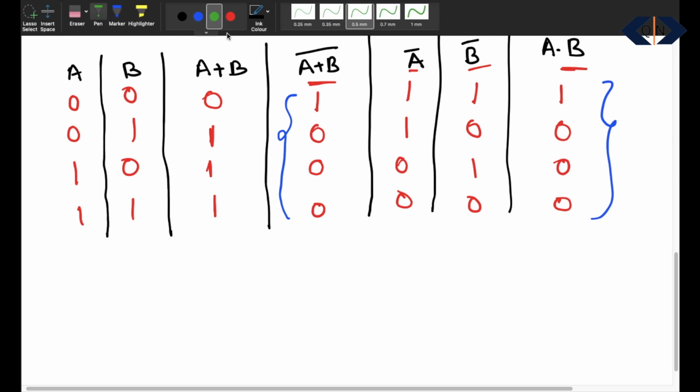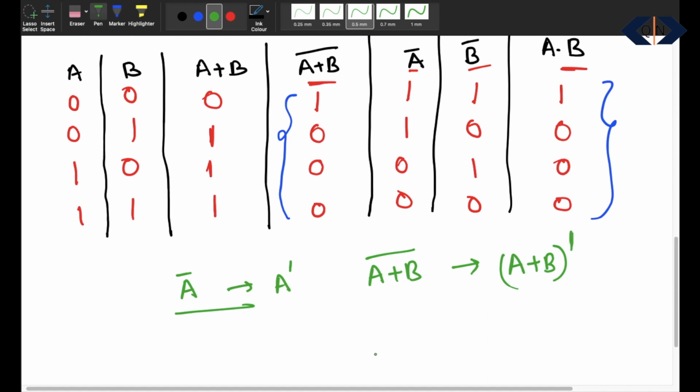So now let's see the application of De Morgan law. But before moving to the De Morgan law, I want to make you aware regarding the notation. Currently we are writing a bar, but in some books it might be written as a dash. So this is the same thing. Suppose A plus B bar is there. In some books it might be written as (A plus B) in brackets with a dash sign, so it is the same thing.